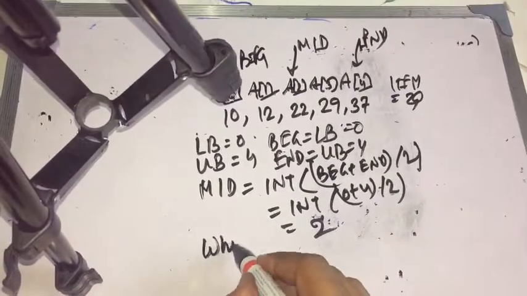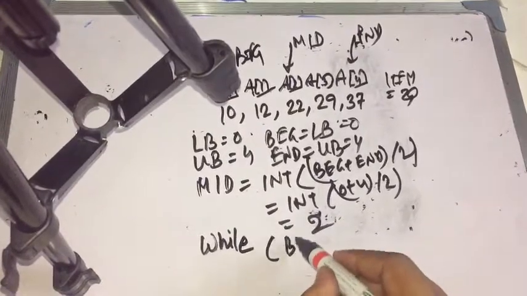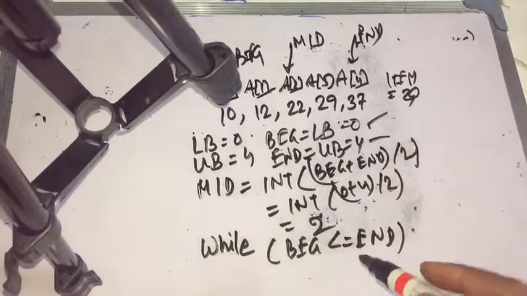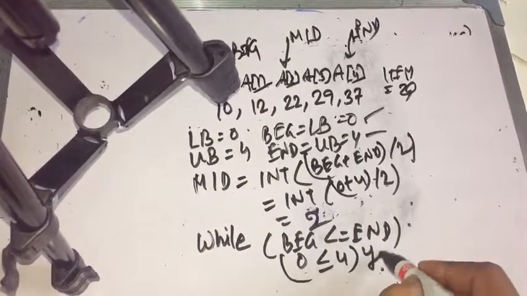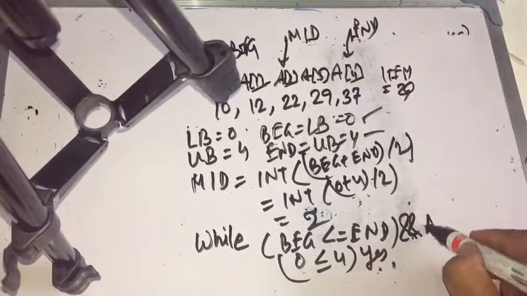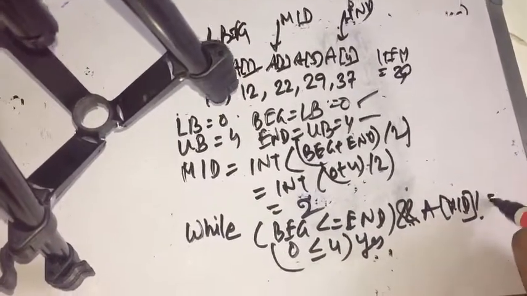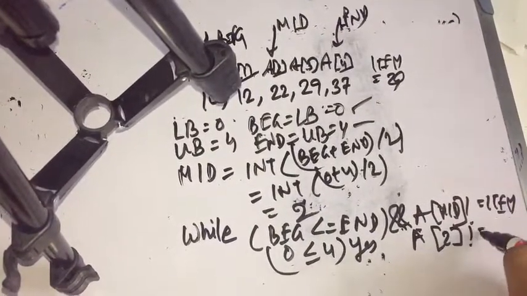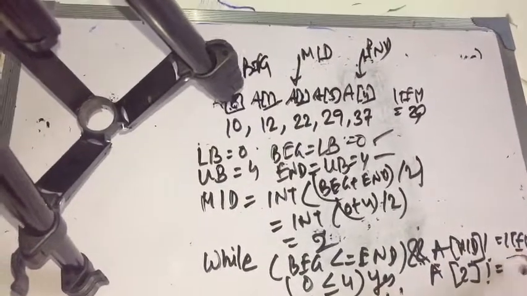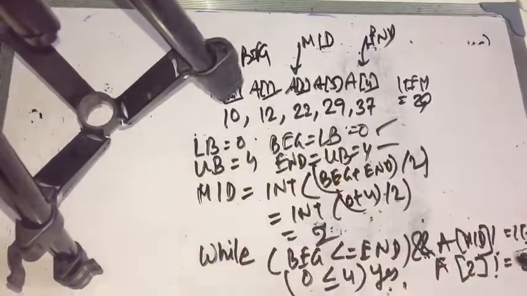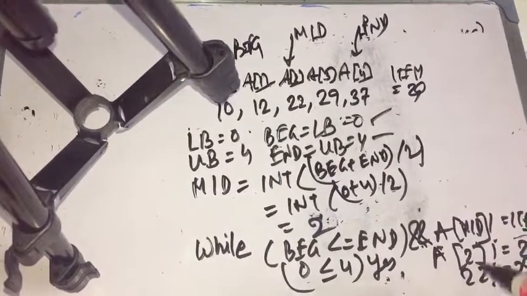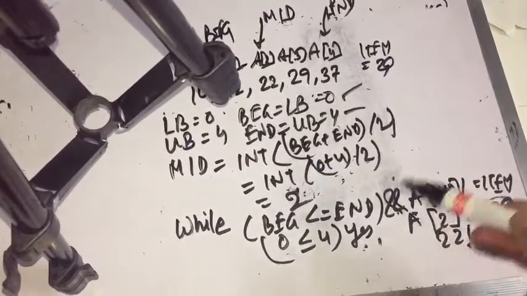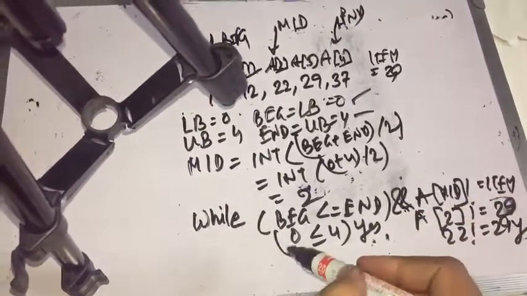While there is a while loop, step 3 and 4. While beg less than equal to end, beg is definitely 0 and end is 4. 0 less than equal to 4, yes. And there is another condition, a of mid not equal to item. A of mid means a of 2, and the item here is 29. A of 2 is 22. So 22 not equal to 29, that means the element is not available right now. This is also yes, both conditions should be true, then it will enter the body of the while loop.